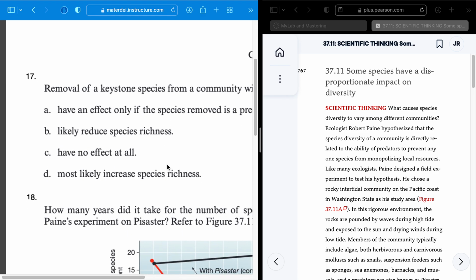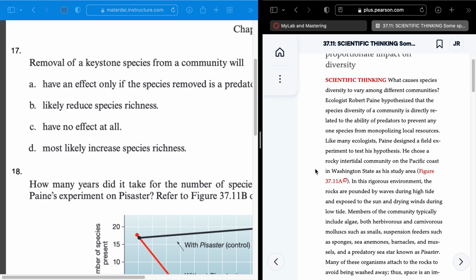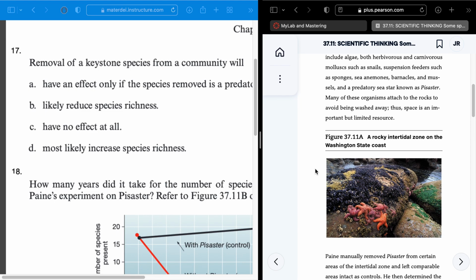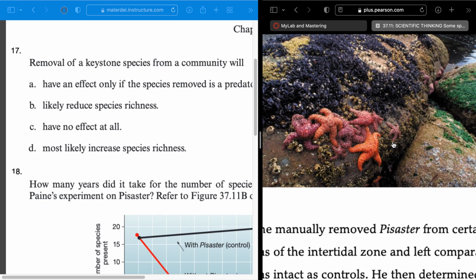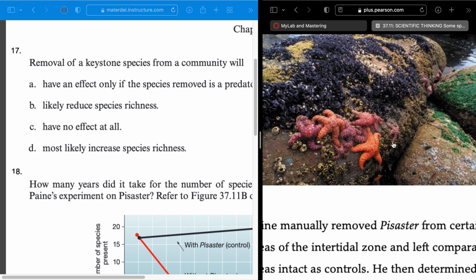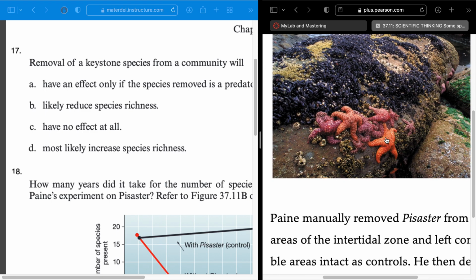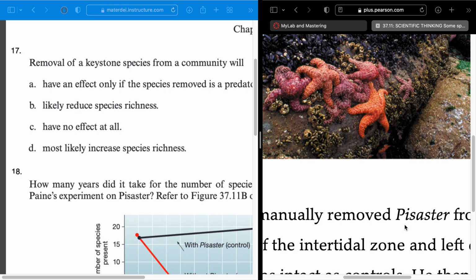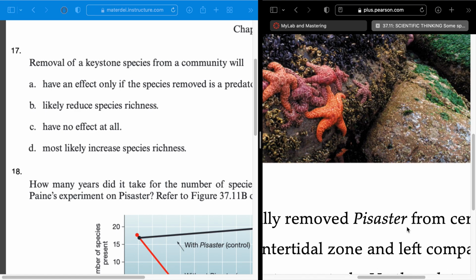Okay, we're on 17. Now take a look at the picture in section 11 in your textbook. You're going to see this species name. You know that it's a starfish, but it's got an italicized name right here. It's called Pisaster, and that's the name of the genus of this starfish.